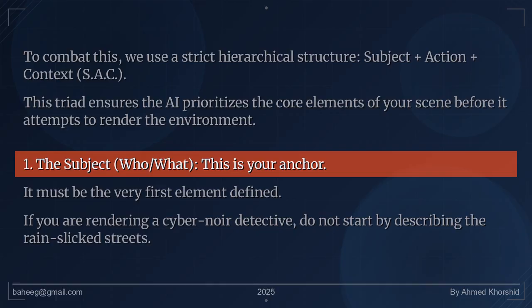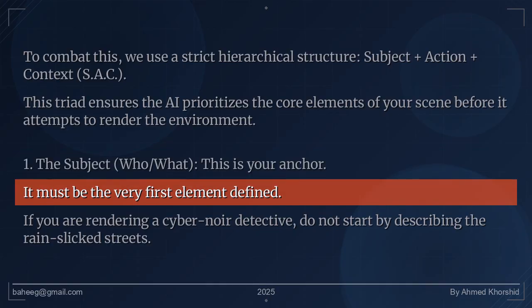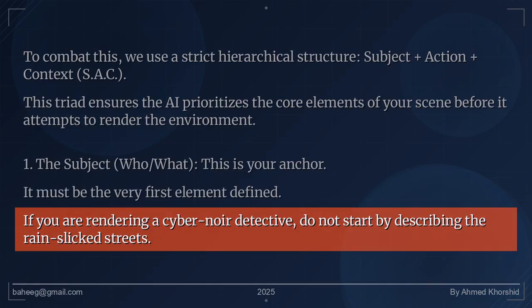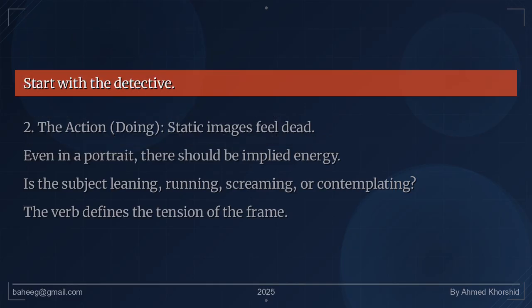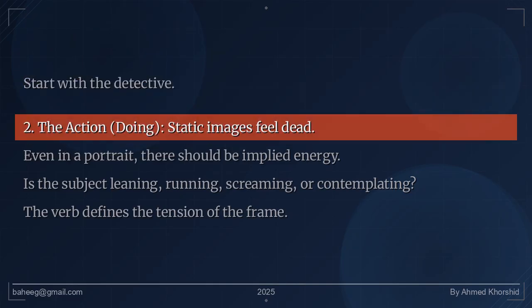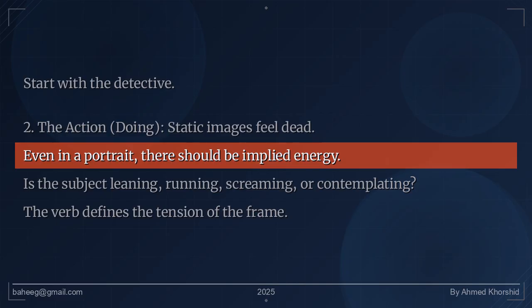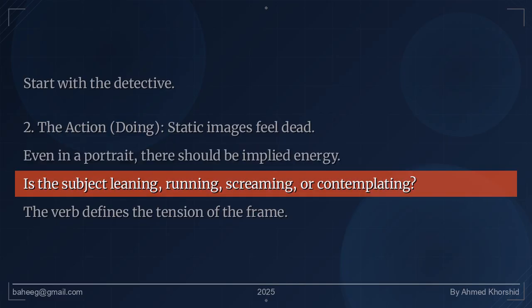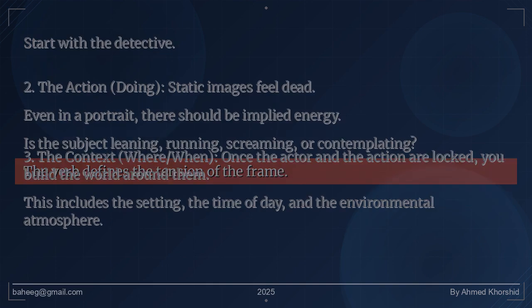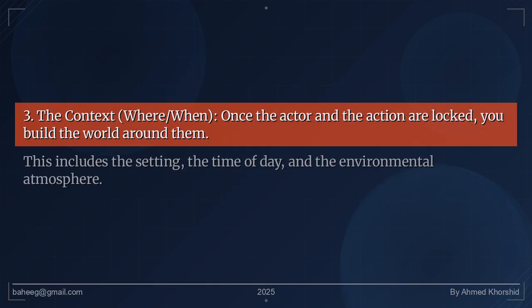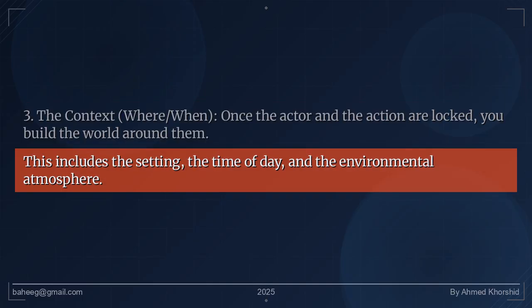1. The subject: who or what. This is your anchor. It must be the very first element defined. If you are rendering a cyber-noir detective, do not start by describing the rain-slicked streets. Start with the detective. 2. The action: doing. Static images feel dead. Even in a portrait, there should be implied energy. Is the subject leaning, running, screaming, or contemplating? The verb defines the tension of the frame. 3. The context: where and when. Once the actor and the action are locked, you build the world around them. This includes the setting, the time of day, and the environmental atmosphere.